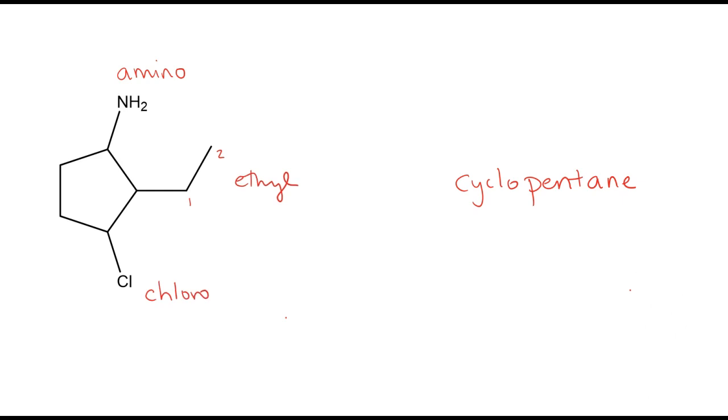Now the locations of the branches or substituents need to be determined, where we can again keep the numbers as small as possible. In this example, it makes sense to start numbering with the substituent that comes first alphabetically, so 1 amino, 2 ethyl, and 3 chloro. To put this whole name together, we just need to put the substituent names in alphabetical order. So 1-amino, 3-chloro, 2-ethyl, cyclopentane.